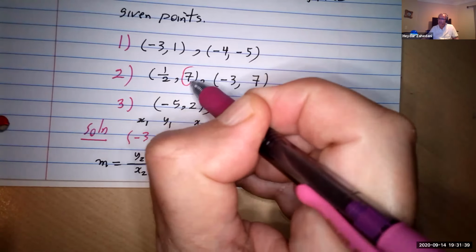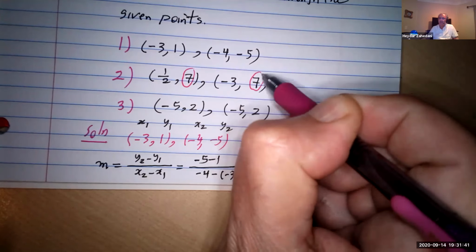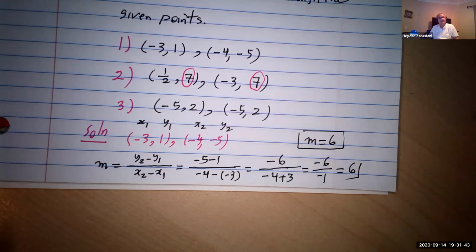You see? They got the same second y component, if you like. So in these two cases, y is equal to 7. What type of line is y equal to 7? Y equal to 7 is a horizontal line. When it's a horizontal line, the slope is 0, and you're done.